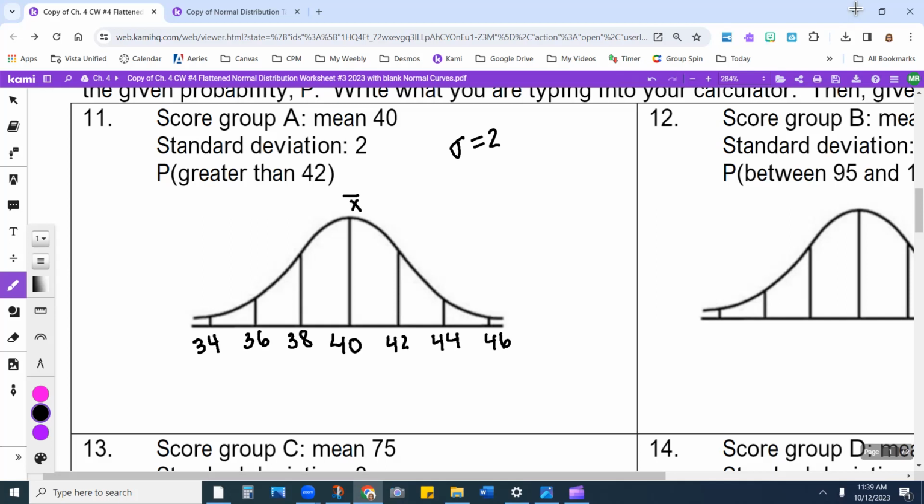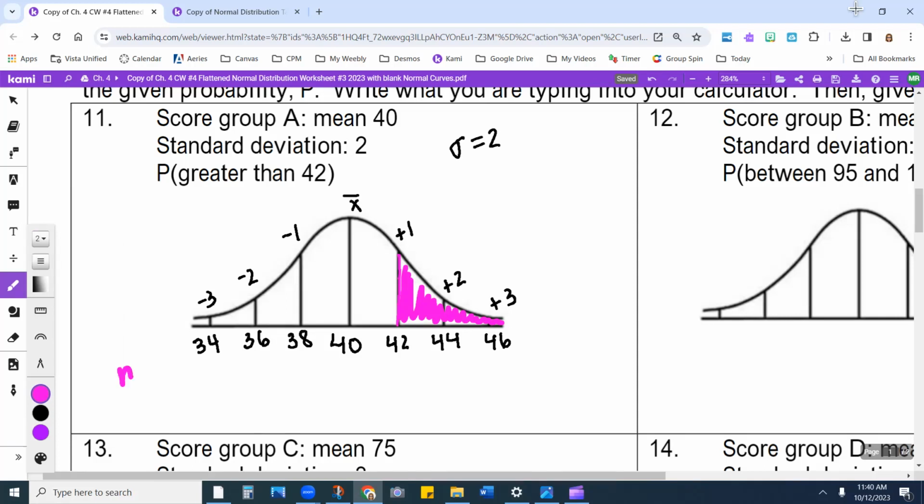This is my mean. This would have been my z-score of 1, my z-score of 2, my z-score of 3, meaning I'm 1, 2, 3 standard deviations on the positive side above my mean. This would have been -1, -2, -3. Now, we needed the z-scores when we were doing it on the table. We don't need the z-scores when we're doing it on the graphing calculator. So I just need to know that I want from 42 up. This area here is what I want.